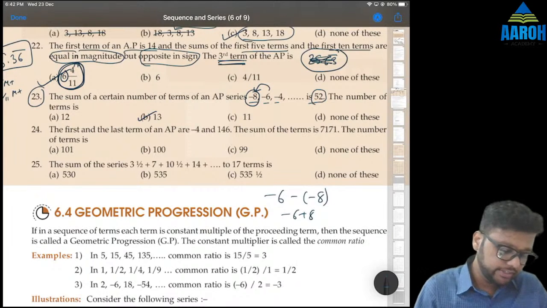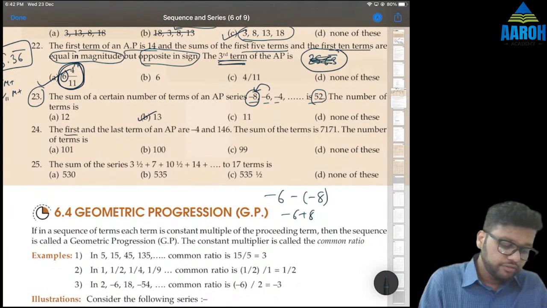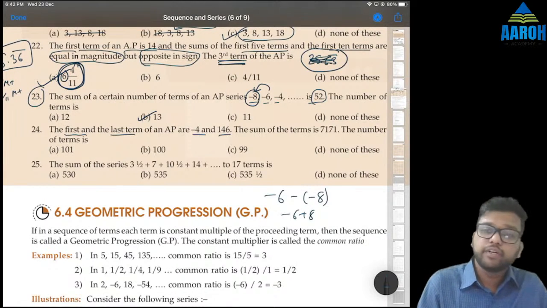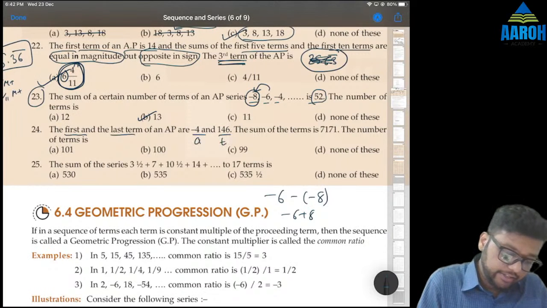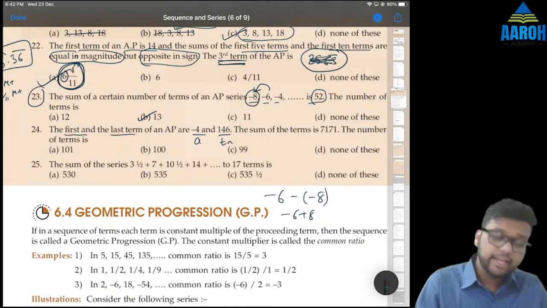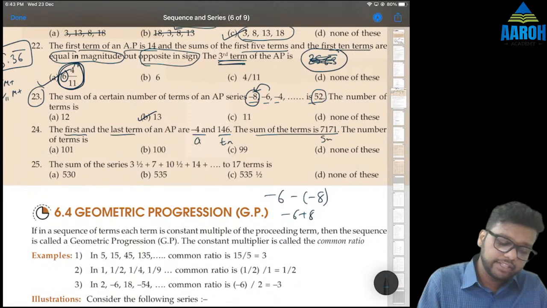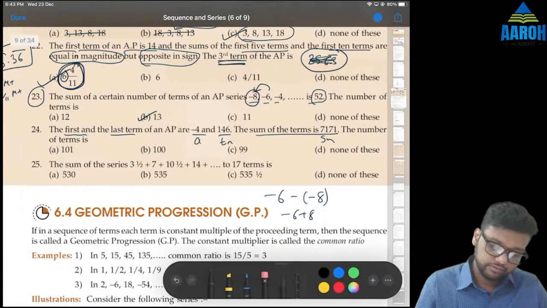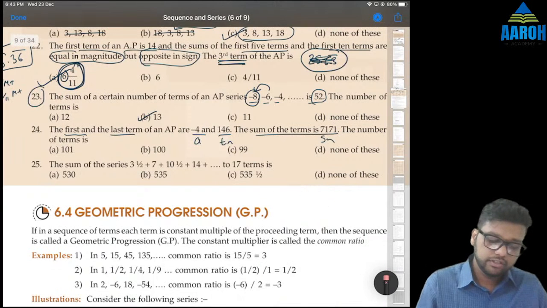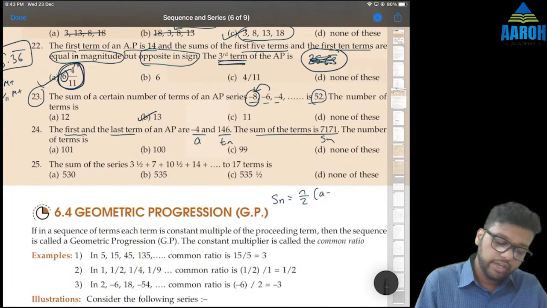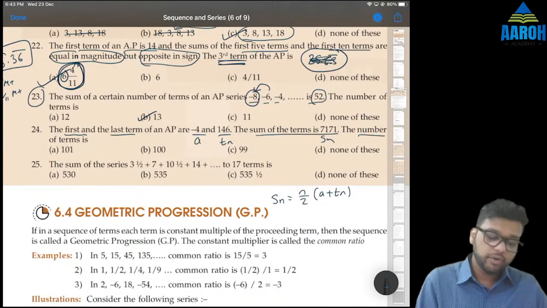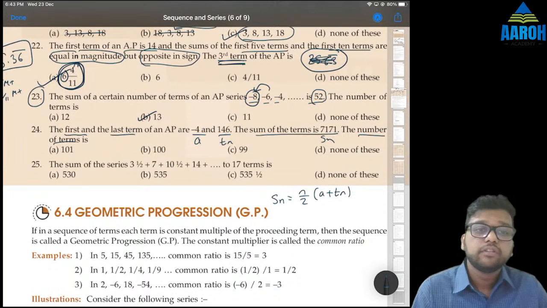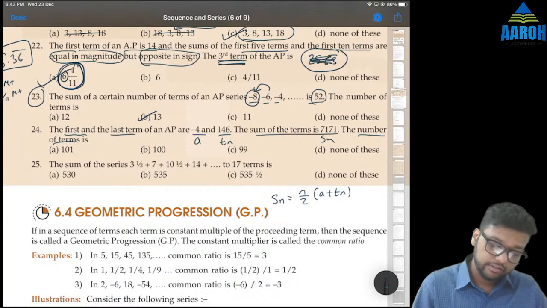24 is very easy. First and last term are -4 and 146. That is A and Tn. Kavya, that is correct. A and Tn they have given, and they are saying sum of terms is 7171. That is Sn is also given. Now why is this easy? Because there is a formula: Sn is equal to n by 2 into A plus Tn. So we want the number of terms, that is we want n. So we have everything now, right?